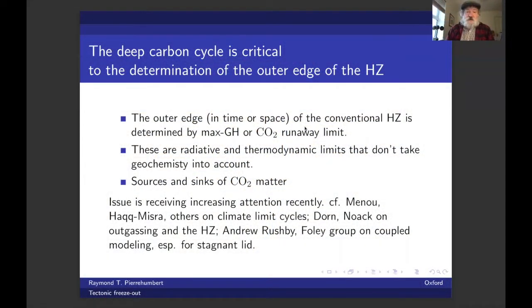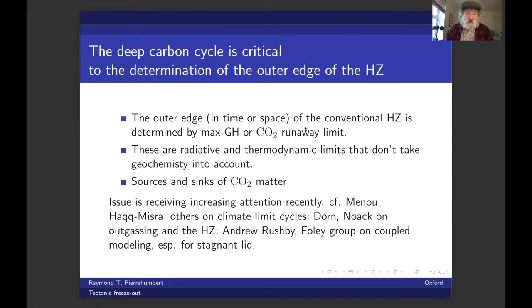The conventional definition of the outer edge of the habitable zone relies on the greenhouse effect due to CO2 offsetting the effects of reduced insolation. The maximum amount of greenhouse effect that is possible is determined by either the radiative maximum greenhouse limit or the thermodynamic CO2 limits. However, these do not take cognizance of geochemical constraints on the amount of carbon dioxide that can be present in the atmosphere.